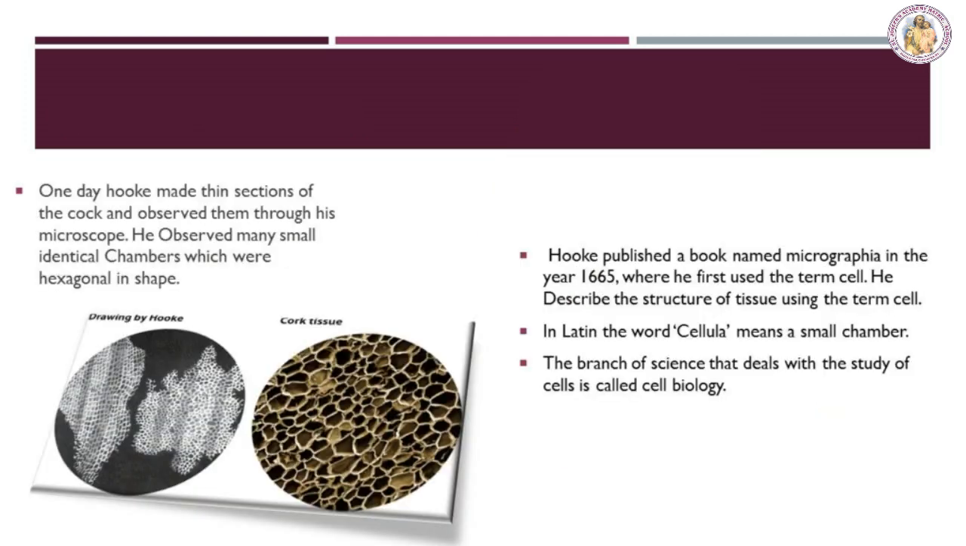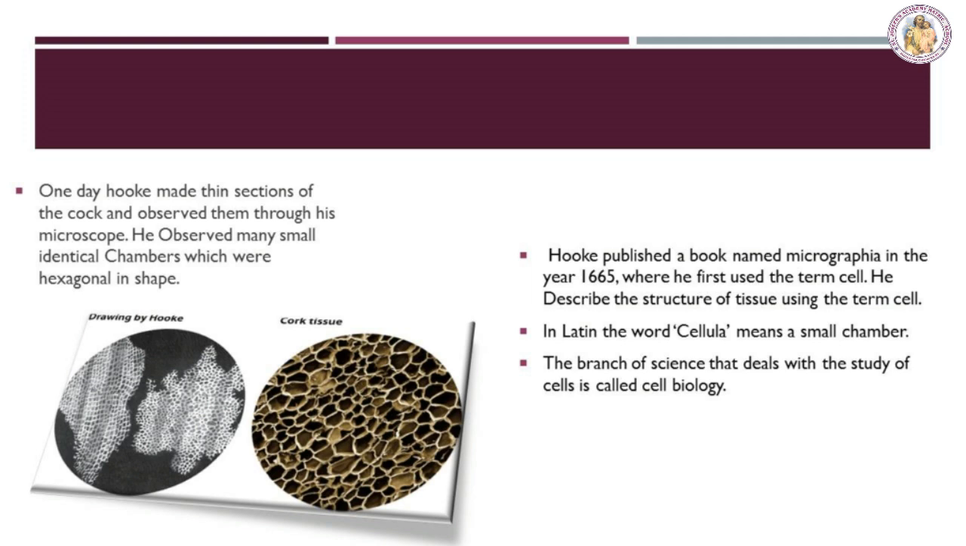One day, Hooke made thin sections of cork and observed them through his microscope. He observed many small identical chambers which were hexagonal in shape. He was surprised. The cork tissue and the drawing by Hooke are shown in the picture. After that, he saw many objects like butterflies' wings, bees' compound eyes, etc.